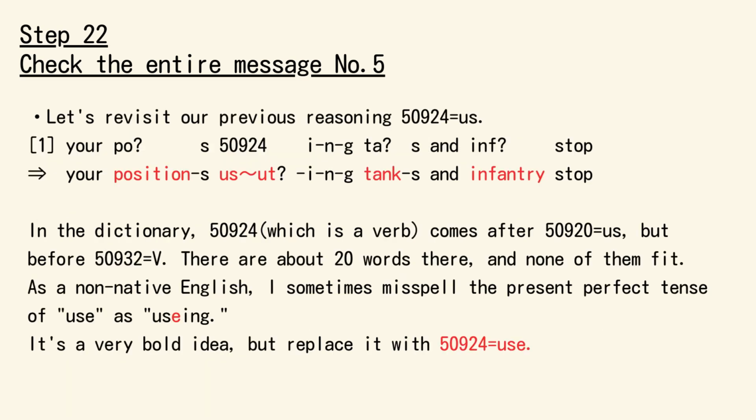Let's revisit our previous reasoning. 50924 equals us. "Your position using tanks and infantry, stop." In the dictionary, 50924, which is a verb, comes after 50920 equals us, but before 50932 equals V. There are about 20 words there, and none of them fit. As a non-native English speaker, I sometimes misspell the present perfect tense of use as using. It's a very bold idea, but replace it with 50924 equals use.